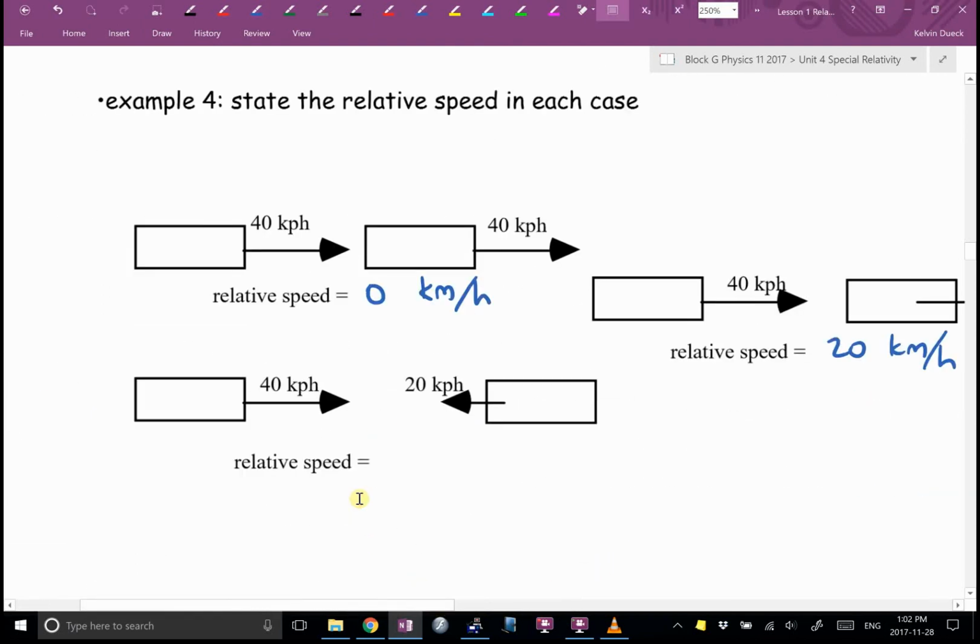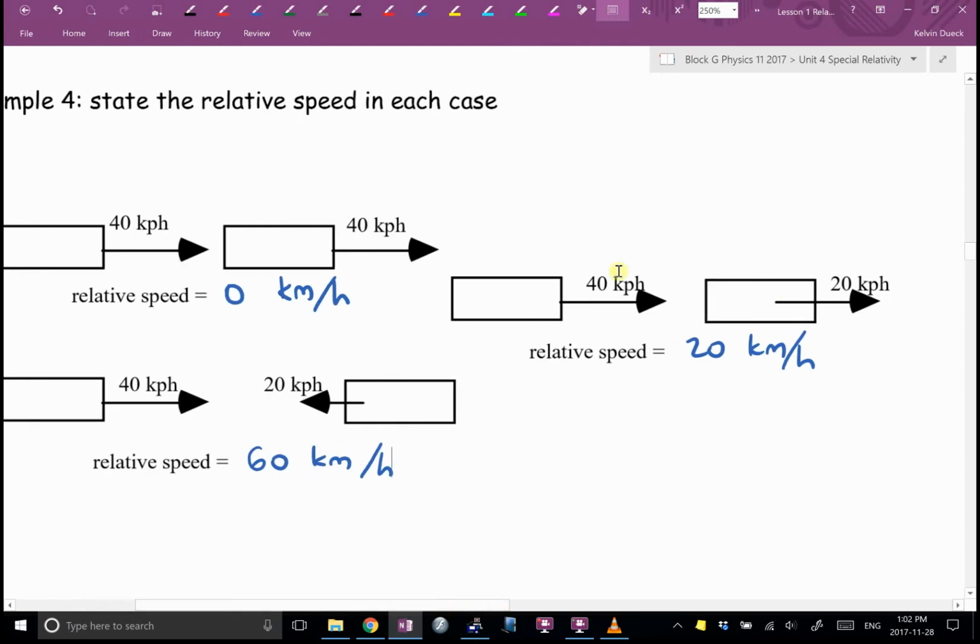What's the relative speed of these two? Give you a hint. 60. Ethan, what would be a worse car accident? Getting rear-ended or a head-on collision? There. And the reason is, if you're in opposite directions, your relative velocities are going to combine. If you're in the same direction, your relative speed is going to be the difference, but not the adding.